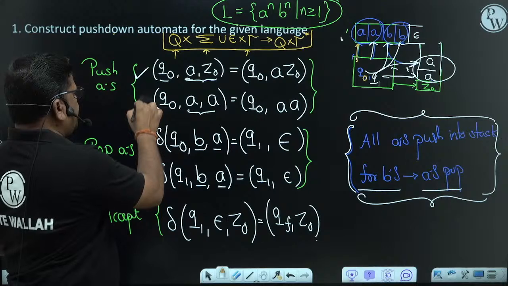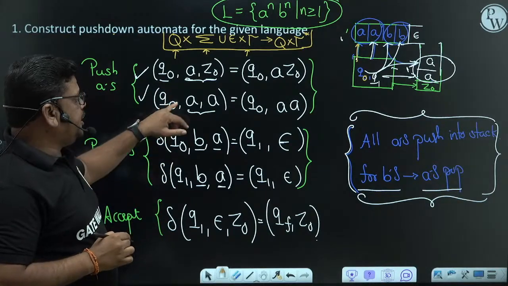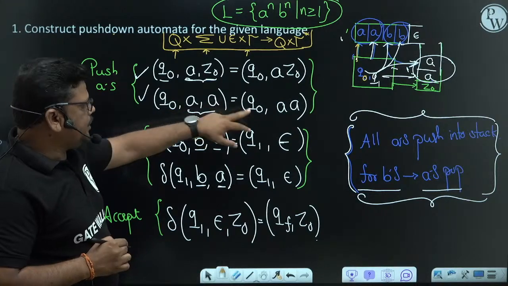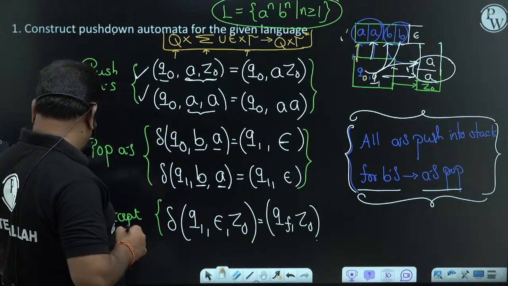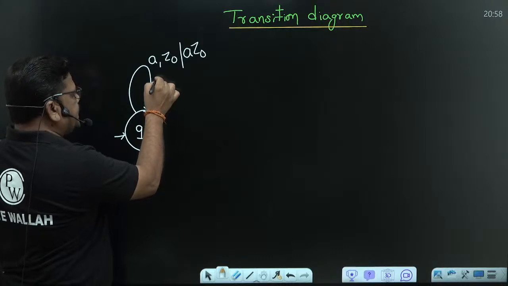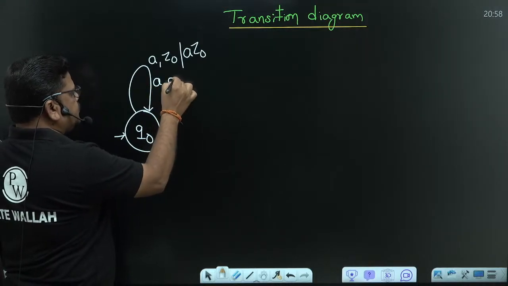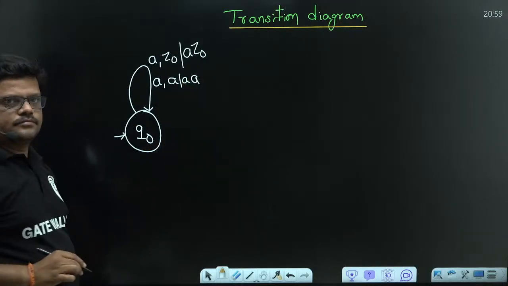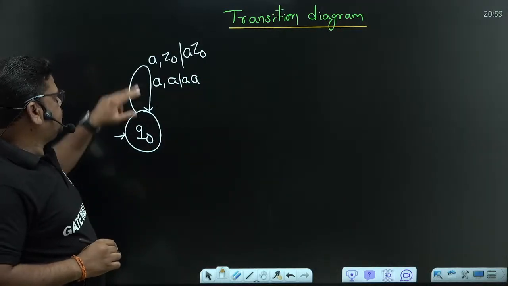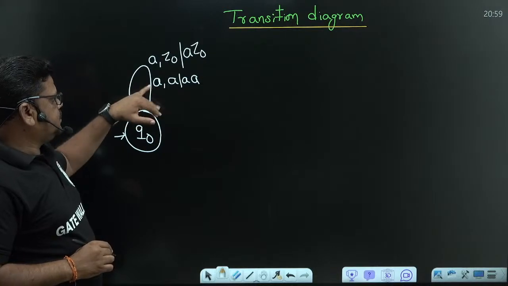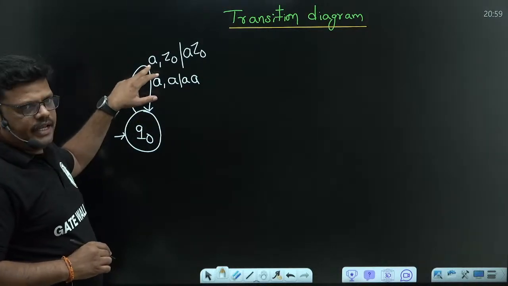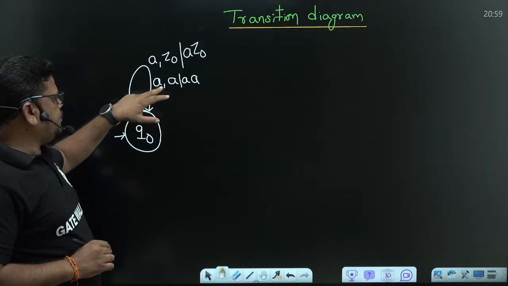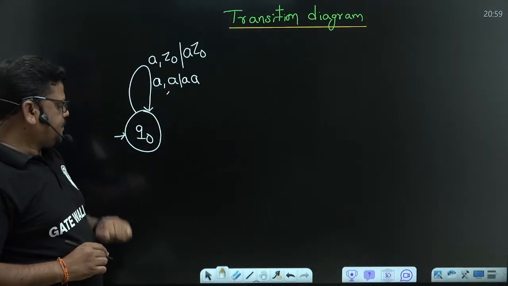What is the second one? From Q0, input is A, top of the stack is also A. Going state is also Q0, push operation. Same state, push operation. Like this, first transition, second transition. From Q0, A is the input, top of the stack is Z0, push. From Q0, A is the input, top of the stack is A, push.